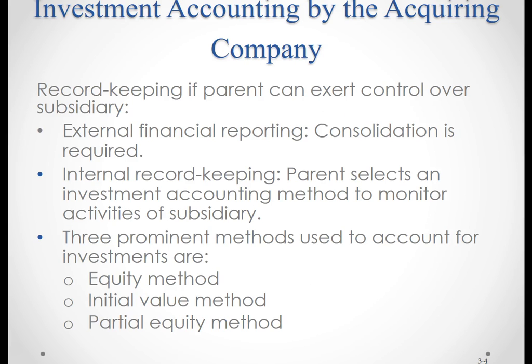Now, investment accounting by the acquiring company. Record keeping if the parent can exert control of subsidiary. External financial reporting: consolidation is required. Internal record keeping: the parent selects an investment account method to monitor activities. And there are 3 prominent methods, which means there are more, but these are the ones we're going to discuss in this presentation. The first is the equity method. Then we have the initial value method, and then we have the partial equity method.